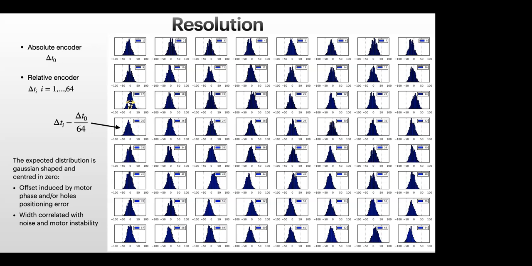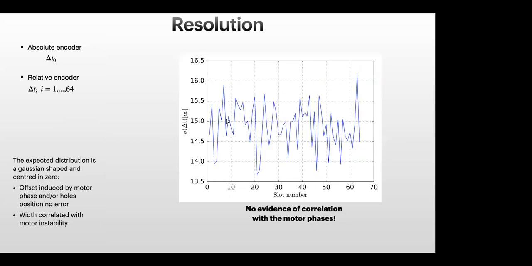If we take the standard deviation of each of these Gaussian distributions, we can see that there isn't an evidence of correlation with the motor phase. So this is good news.